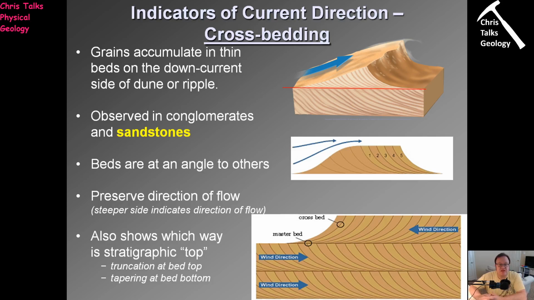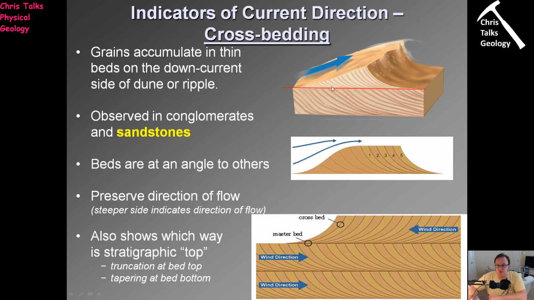Okay, so now let's think about crossbeds. Well, crossbeds are extremely useful to geologists. So we all remember how a dune works. So here's our dune. If you remember, sand comes up the stoss, hits the crest of the dune, and then comes down the lee. So sand goes up the stoss and down the lee.